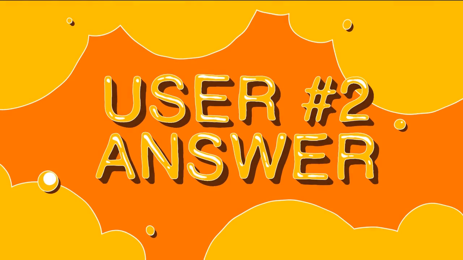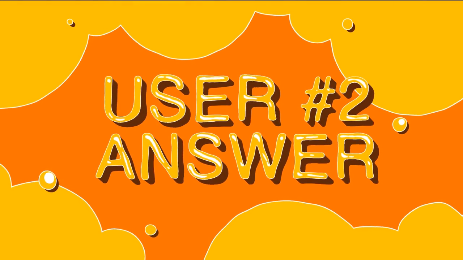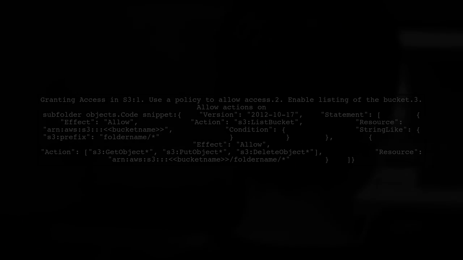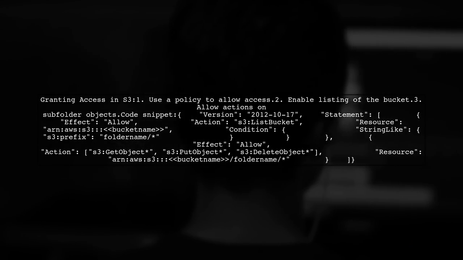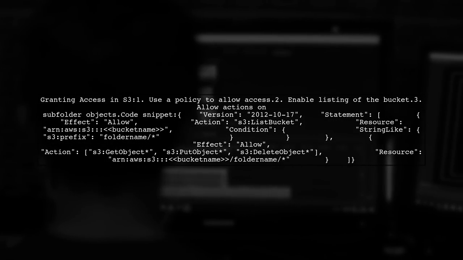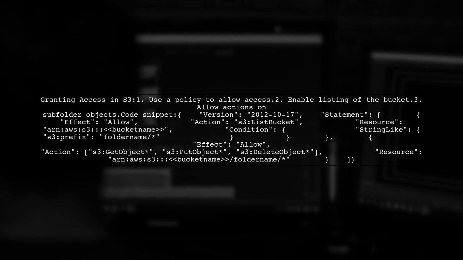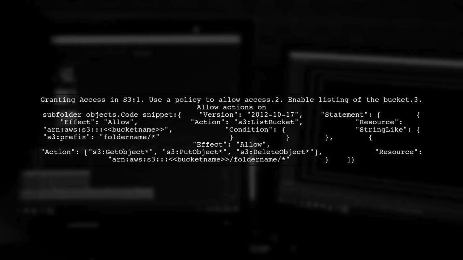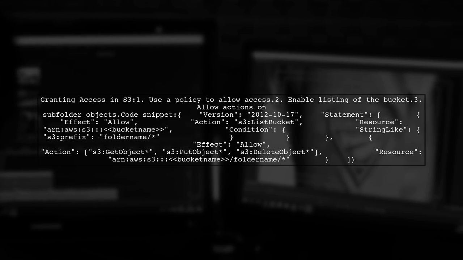Let's now look at another user-suggested answer. To grant access to all subfolders in an Amazon S3 folder, you can use a specific policy. This policy allows listing the bucket and performing actions like getting, putting, and deleting objects within the subfolders.